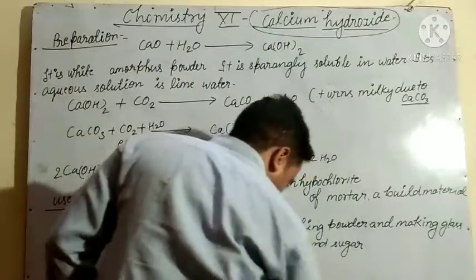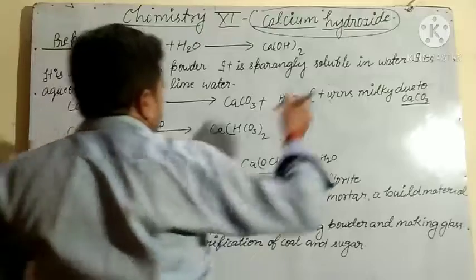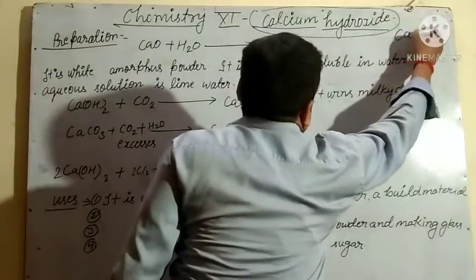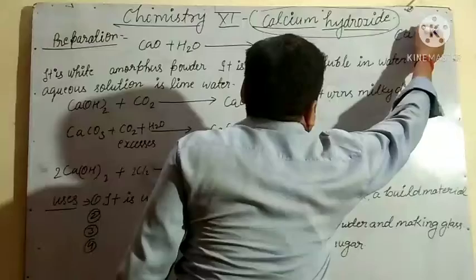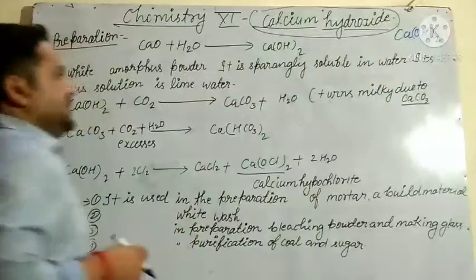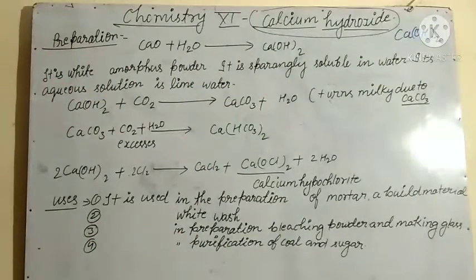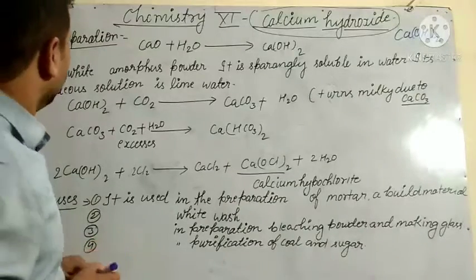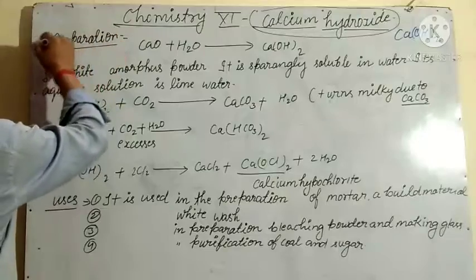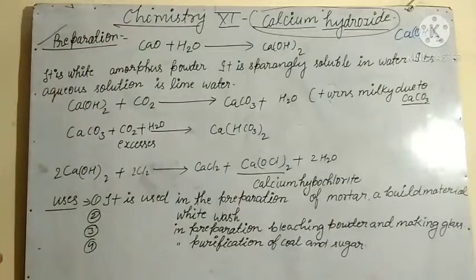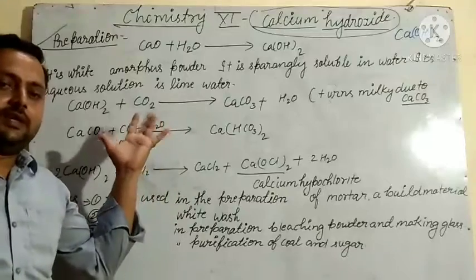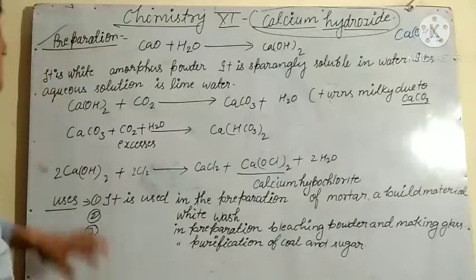So what is the formula of calcium hydroxide? The formula of calcium hydroxide is this. Okay. So how can it be prepared? So, the preparation method. And you might know that calcium hydroxide is used for various purposes, so that we will discuss.